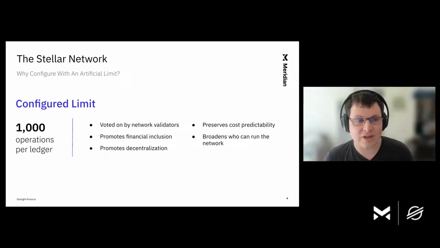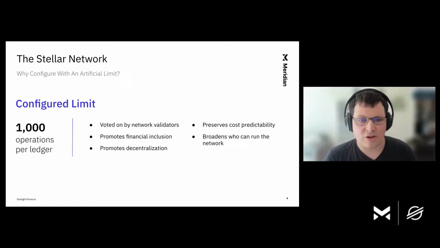It ensures that the community running the network, the people who are running validators or hosting archives, are able to do so with predictable costs, affordable, and readily available hardware. So this widens the funnel for who can run the network. And this is really important to us because Stellar is a borderless and open network. And our mission at SDF is to use the Stellar network to create equitable access to financial services.